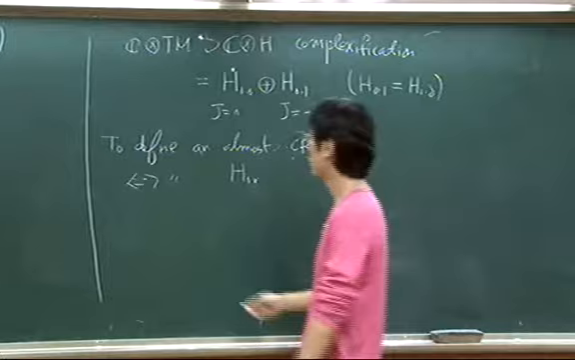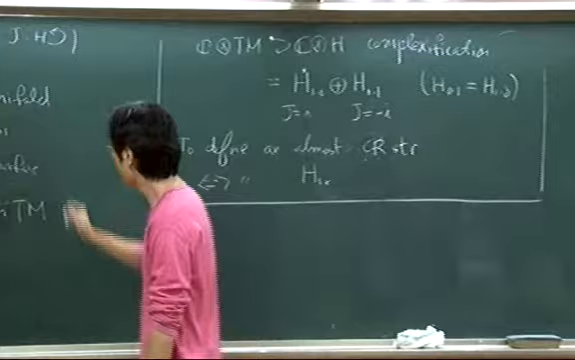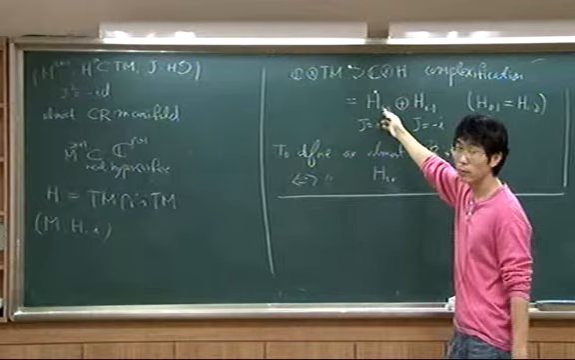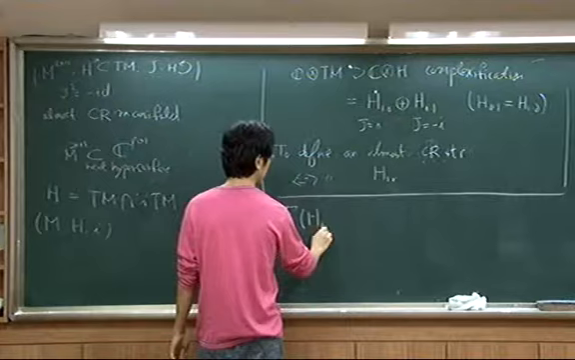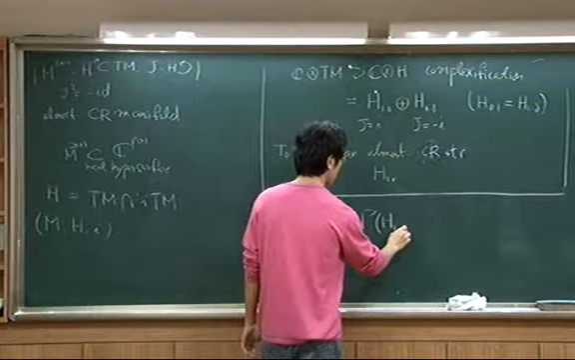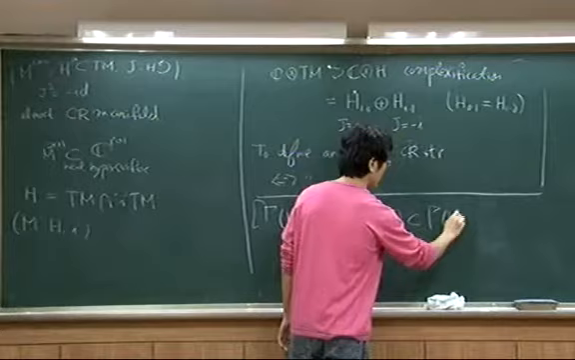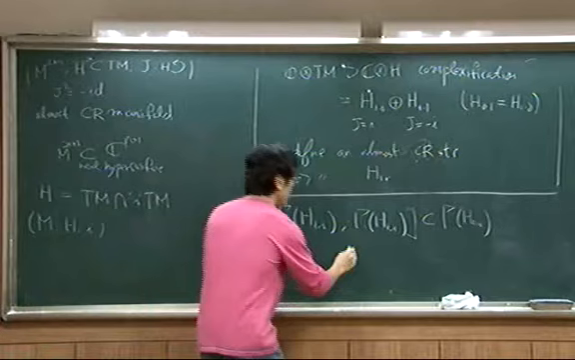In this case, we know that this H10 and H01 in the complexified tangent bundle satisfy some integrability condition, a formal integrability condition. It means that if we consider sections of H10, then the Lie bracket between sections is still included in H10. This is usually called the integrability condition.